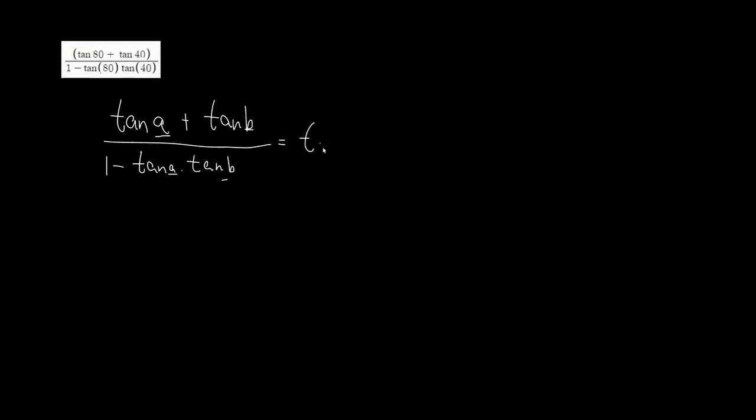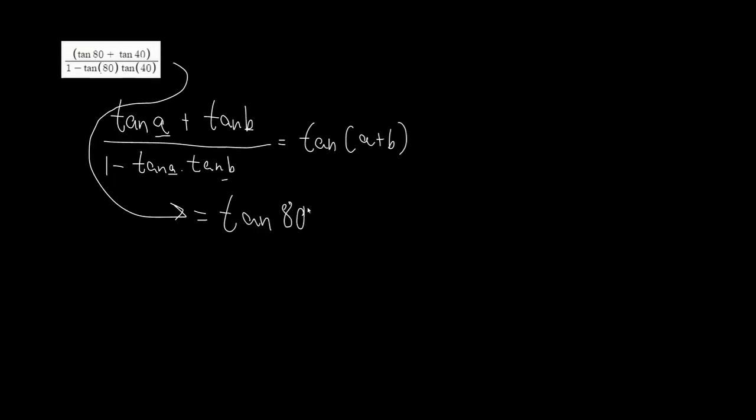And this one could be rewritten as tangent of A plus B. Okay? Therefore, I can rewrite this one as what? Tangent of your A, 80 degrees, plus, okay, your B, 40 degrees. So by adding them up, we have tangent of 120 degrees. Okay. So tangent of 120 degrees is negative square root of 3. And that is your final answer.